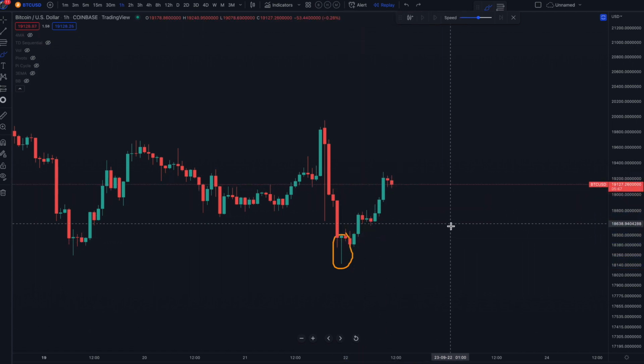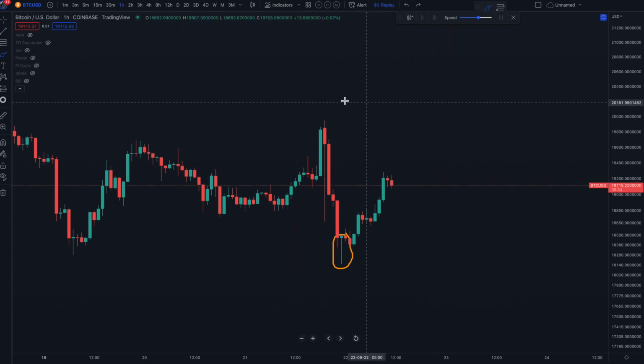So currently we're at 19,126. This is just the effects of what happened from the interest rate hike yesterday.